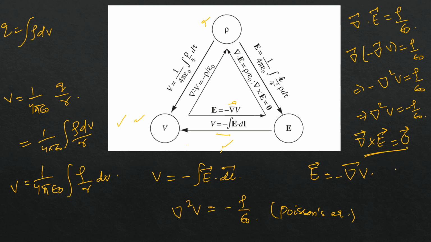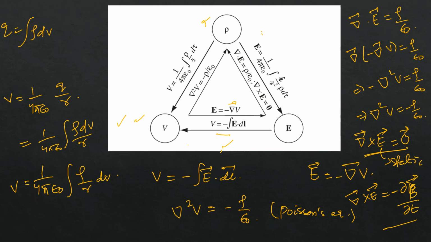But for the other one, electrodynamic or electromagnetic fields, del cross E is equal to minus del B by del t. That is the other one. This one is for electrostatics.